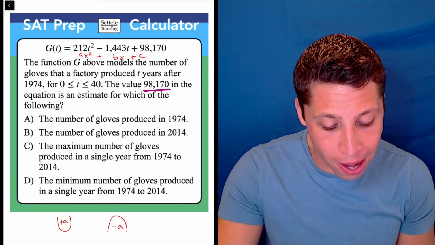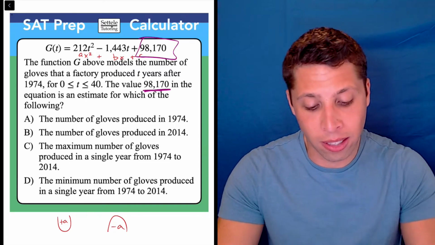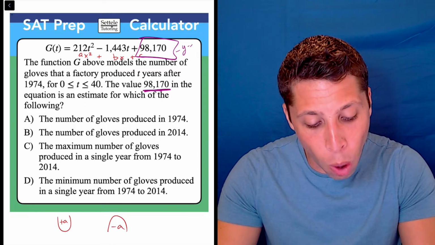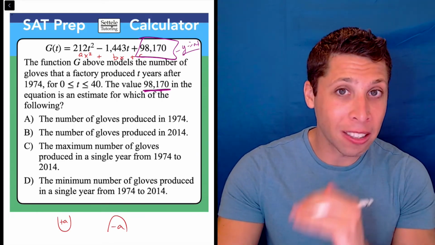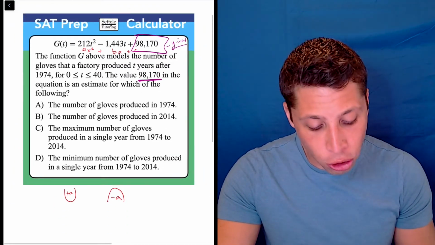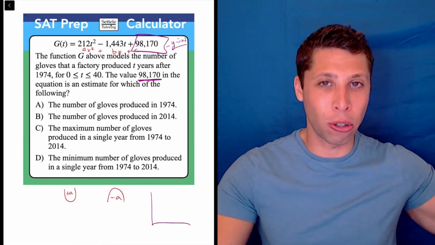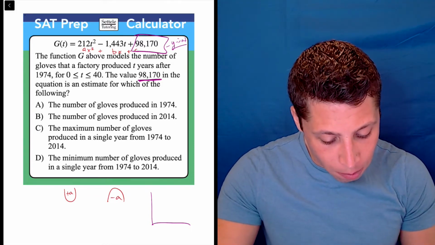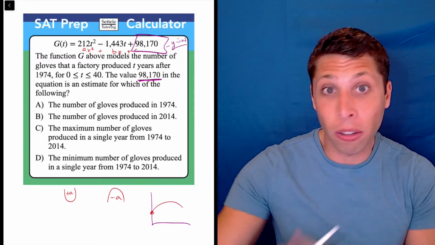Instead, they're asking about c, the c term, 98,170, and that gives us the y-intercept, okay? Y-intercept. Now, the reason that's important is when we have a story, the y-intercept tends to be the starting value, right? Because normally we're only in that first quadrant, and so whatever the y-intercept is, it's going to start us off with year 0 or whatever.